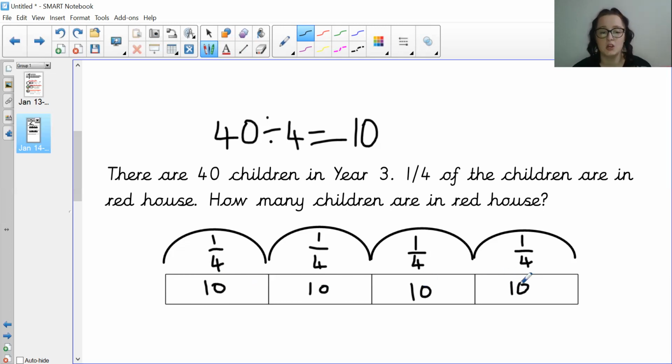And 10. So my next part of my question is, how many children are in the Red House? Now we know a quarter of the children are in Red House, so we're just looking at 1 quarter. So let's have a look at 1 quarter here. And that is how many children are in the Red House. How many is that, Year 3? It is 10. Superstars, well done. Let's move on to the next question.